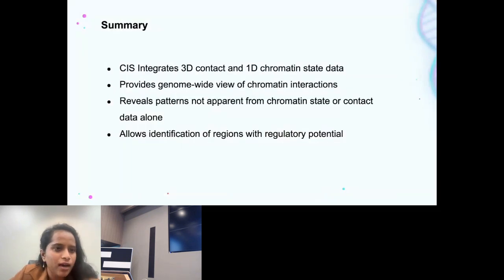To summarize, cis integrates 3D contact and 1D chromatin state data. It provides a genome-wide view of chromatin interactions. It reveals patterns not apparent from chromatin states or contact data alone. It allows identification of regions with regulatory potential.